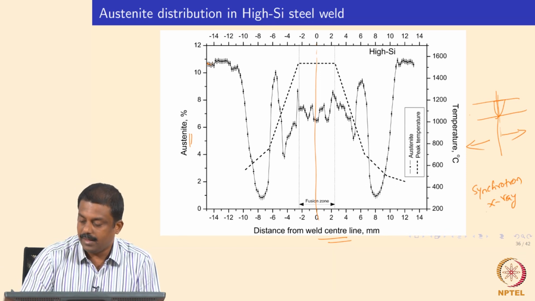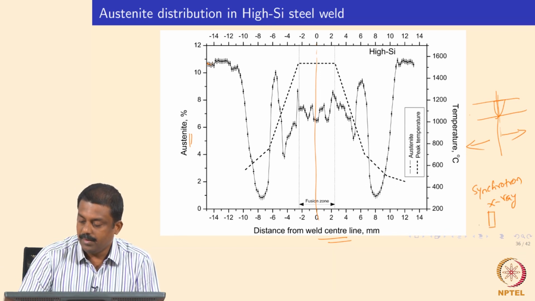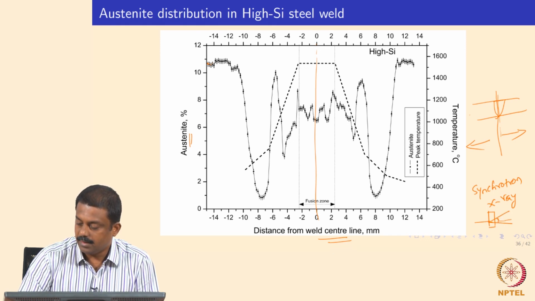For example, you have a sample and the beam comes here and then diffraction happens. Okay, so this is for example the angle between the incident and diffracted beam.